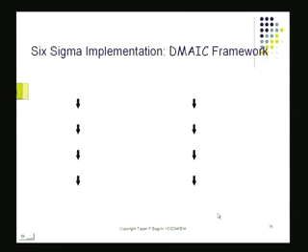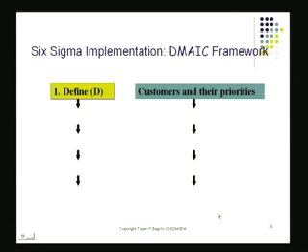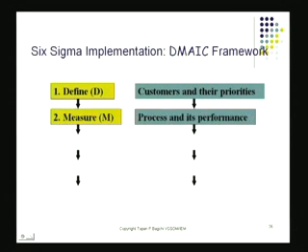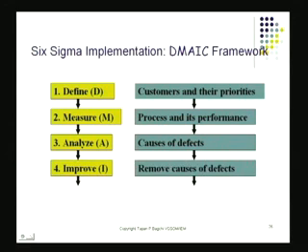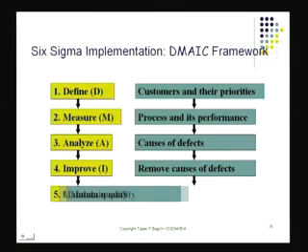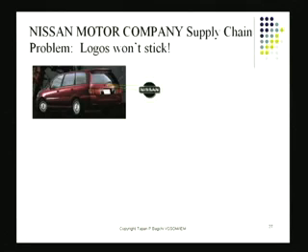Let me move to an example where I use this DMAC framework. I define customers and their priorities. I measure the problems, and I do that by looking at the process and by measuring its performance. I analyze the data, and I try to look at the cause of the defects, and then I try to improve using various causes that might be causing those problems. Then of course I try to control, try to maintain quality.